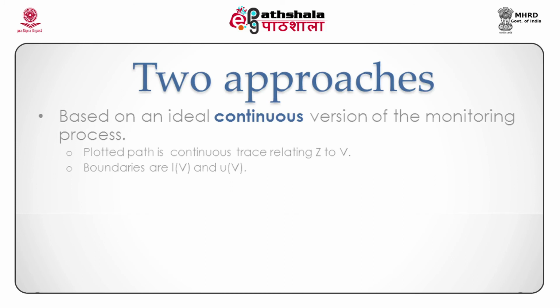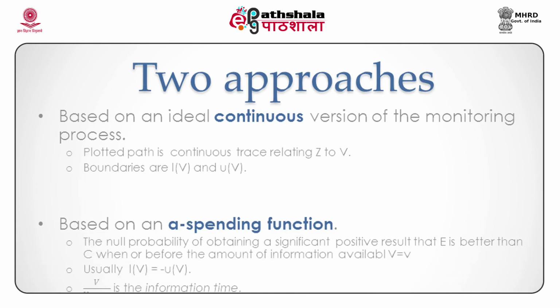Then continuous stopping boundaries, which are L as a function of v, Lv, and u as a function of v, uv, are constructed. Now, boundaries are chosen which have simple mathematical properties and usually satisfy some kind of optimality criterion. The second is based on the concept of an alpha spending function. The alpha spending function relates the null probability of obtaining a significant positive result, that E is better than C, when or before the amount of information available reaches the value capital V equal to small v.